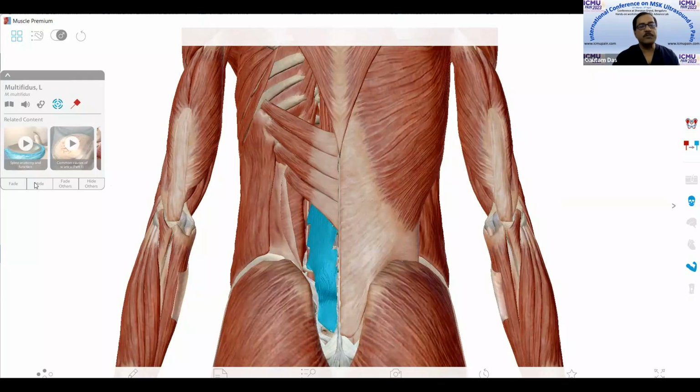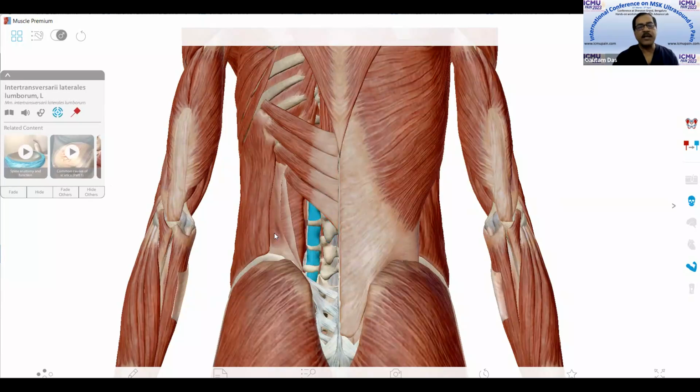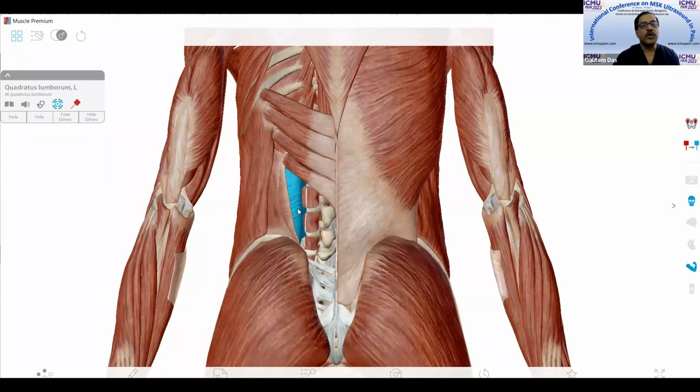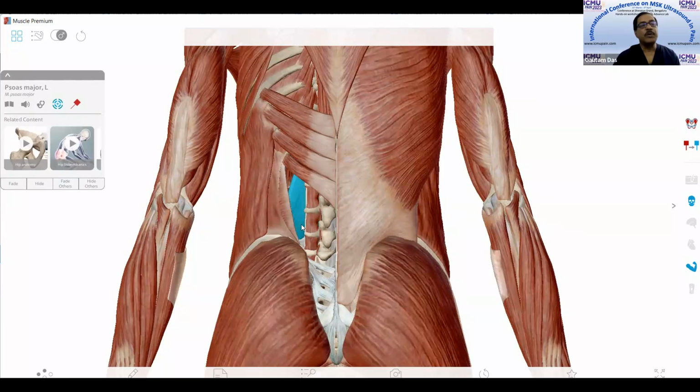So multifidus also I am removing, and then we'll be having the transverse process. They are the transverse process. So if we are between the transverse process, we'll be having another muscle. We call it the intertransverse lateralis muscle. So intertransverse lateralis, and just beside that, we are having the quadratus lumborum muscles. And if we are removing all these things, then anterior to that, we'll be having the psoas muscle.